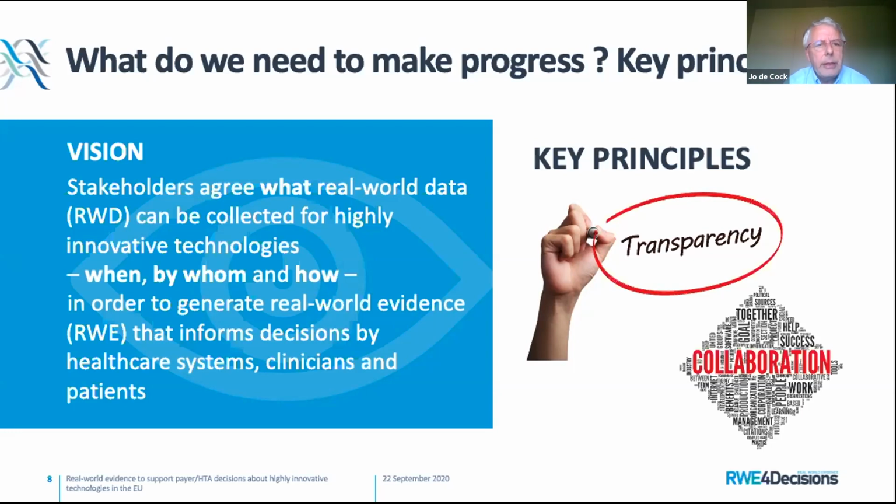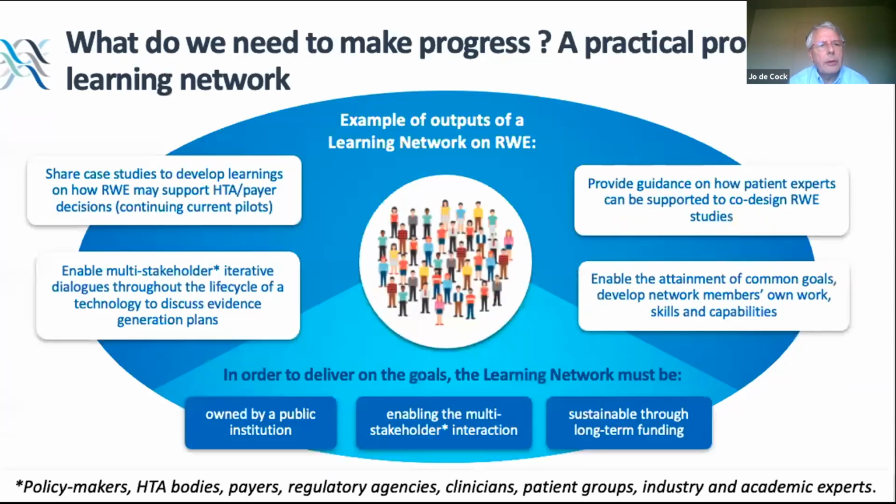And we have to agree what real-world data can be collected, and of course, under which conditions. And what do we need to make progress? Our conclusion was that a practical proposal could be, it's only one element, of course, to make progress, a learning network, an action-oriented network in which we share case studies. We did that last week, on the 10th of September, with some firms, and different stakeholders were present.